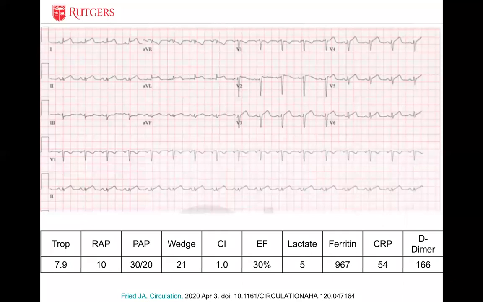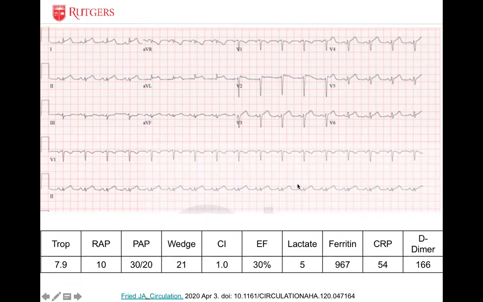The patient was brought to the cath lab after troponins were found positive. They did a left heart cath, which showed non-occlusive coronary artery disease. Right heart cath showed a right atrial pressure of 10, pulmonary artery pressure of 30/20, and a wedge of 21. Echo showed RV dysfunction as well as LV dysfunction. The cardiac index was 1, the EF was 30%. If you look at the peripheral markers, lactate was 5, ferritin was 967, CRP was 54, and the D-dimer was, in this case, only 166.